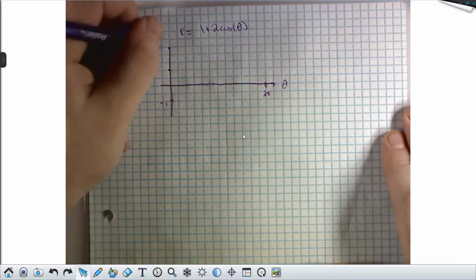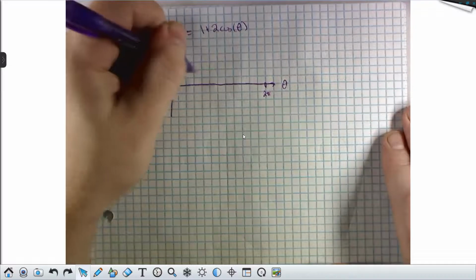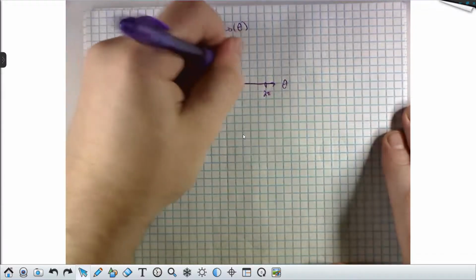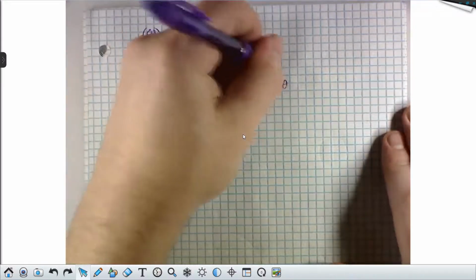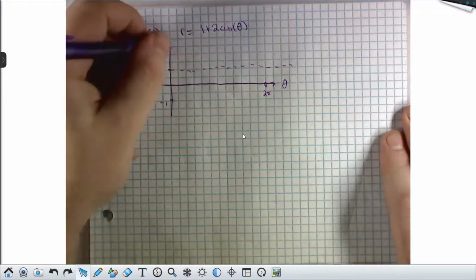So it's like -1, it's 2, it's 1. Again, this guy has been shifted up. This is a cosine wave of amplitude 2. It's been shifted up 1 unit. So he's going to start up here.